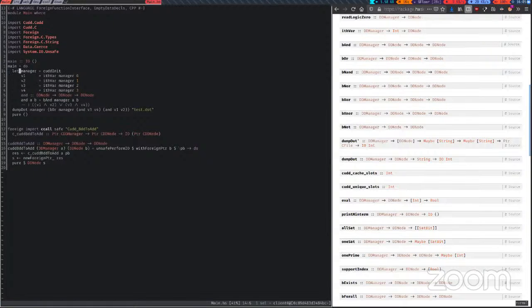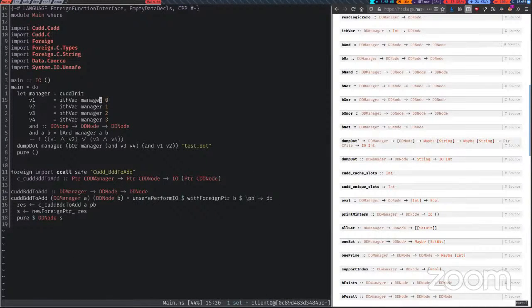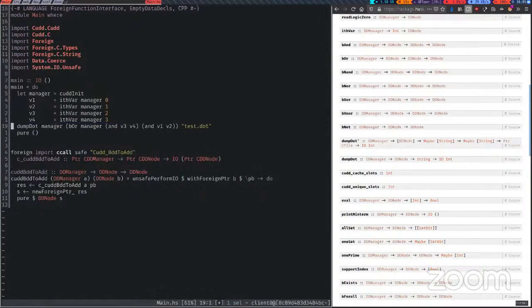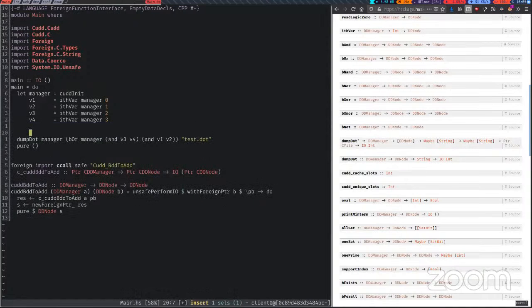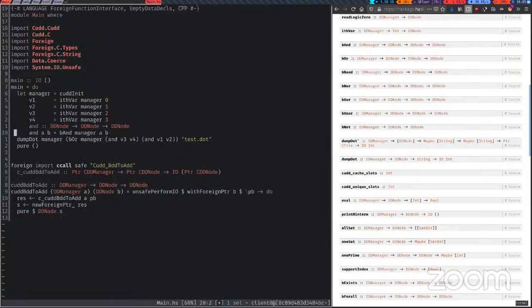So the manager is something we have to create just for interfacing with the library. We can make new variables using the manager with this ith_var function. So we make variables 0, 1, 2, 3, and we can then use these variables to construct formulas. So an AND formula will take two.